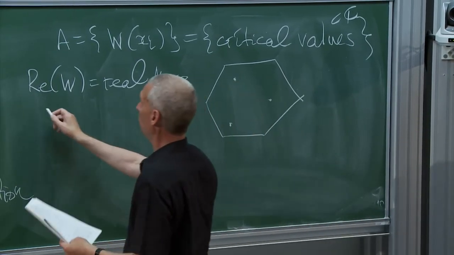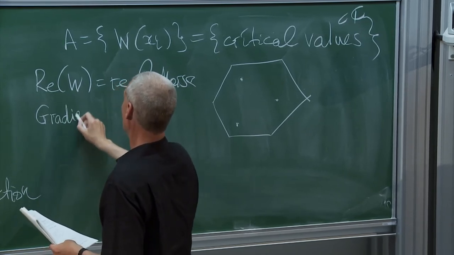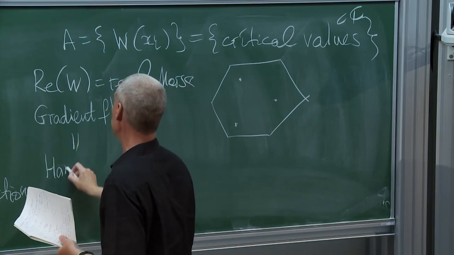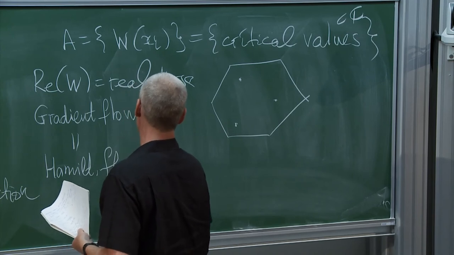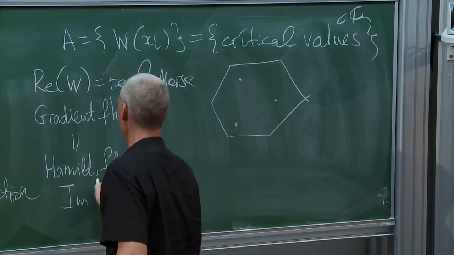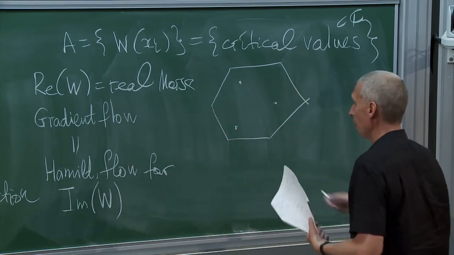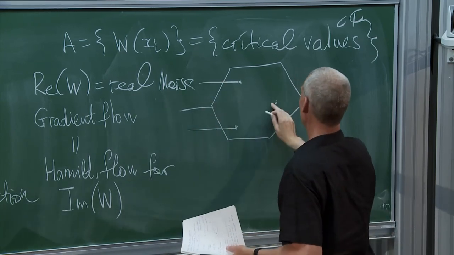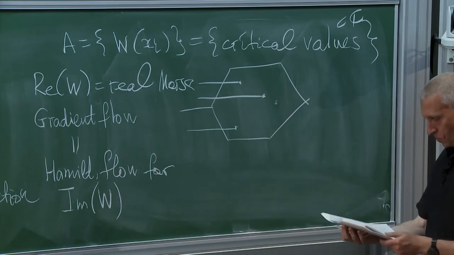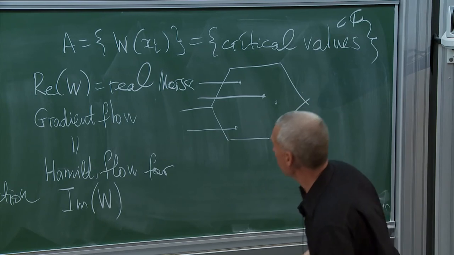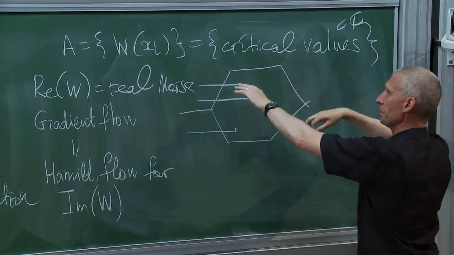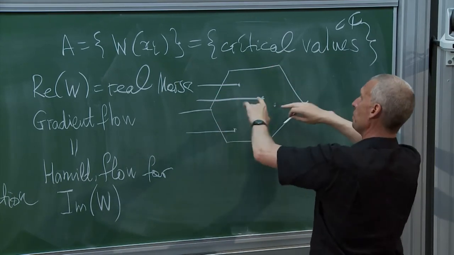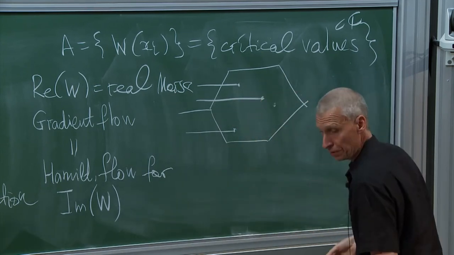And we look at the gradient flow. This is well known to be the same as the Hamiltonian flow for the imaginary part of W. The Hamiltonian is preserved, so it means that the images of the gradient flow lines would be half lines like this. Typically, if they all have different imaginary parts, they could never intersect. But if you rotate so that they lie on the same horizontal line, there may be some non-trivial intersection.